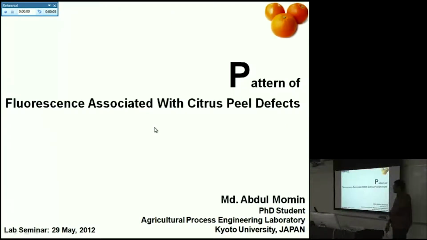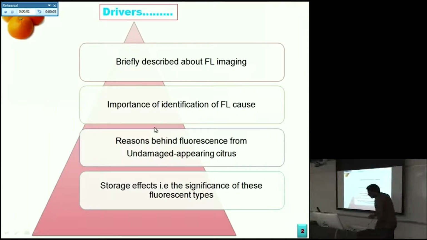Good afternoon, everybody. Today my presentation will focus on patterns of fluorescence associated with citrus peel defects. This is part of my PhD research work, as some of our new members here may not know. In the beginning, I will describe more about the fluorescence imaging system, my PhD main topic: a fluorescence imaging based system for detecting defects of citrus.